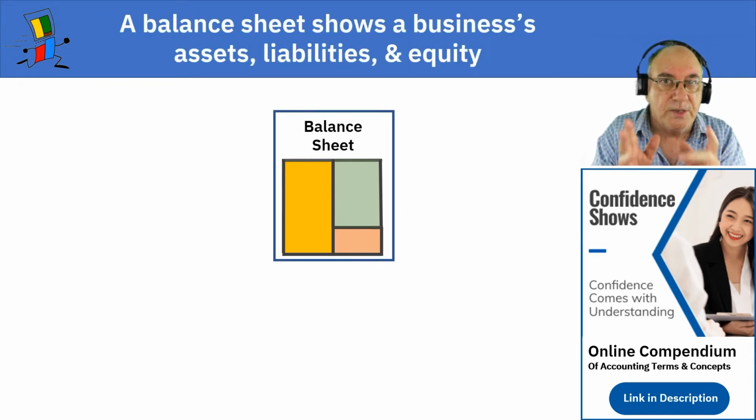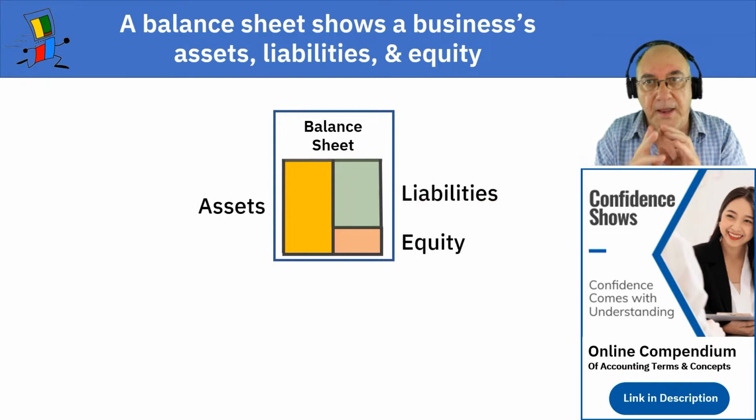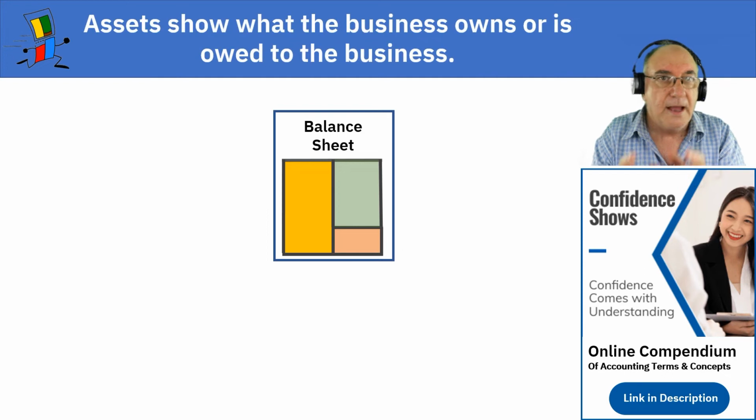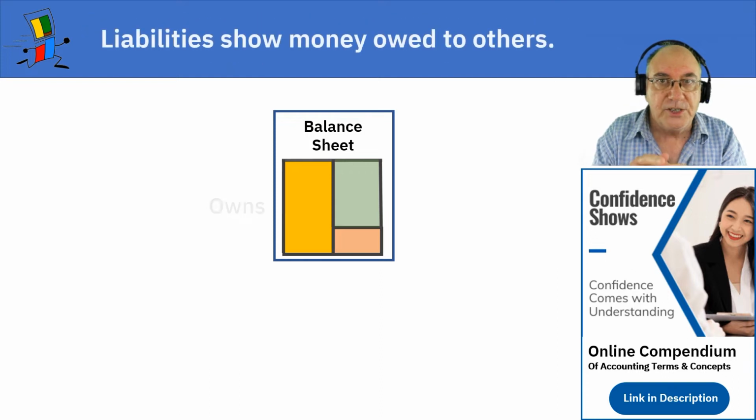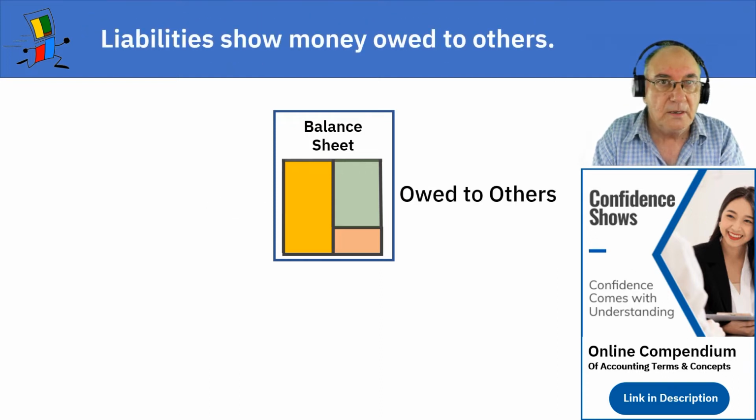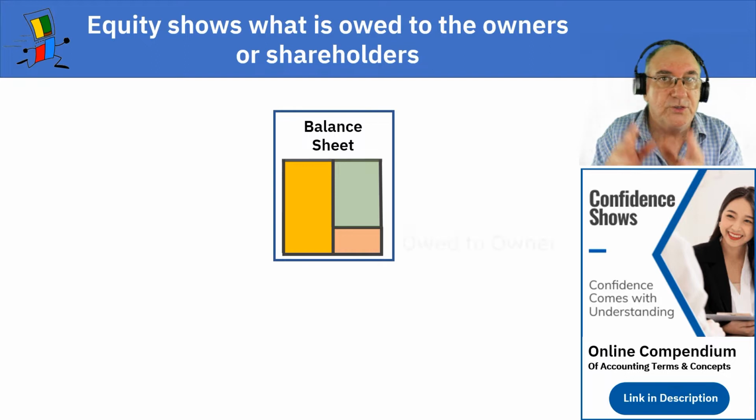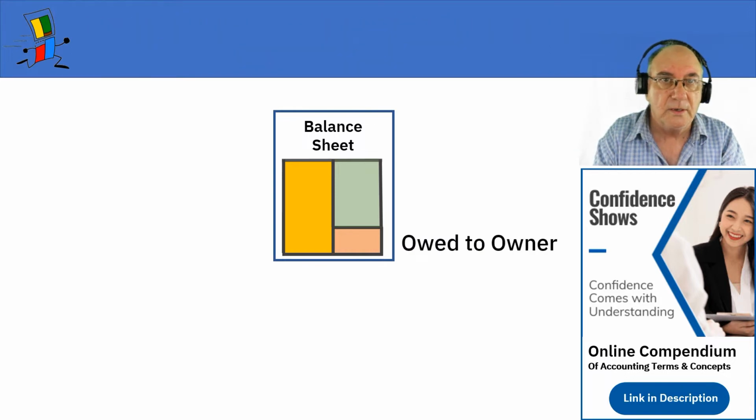A balance sheet shows the business's assets, liabilities, and equity. Assets show what the business owns or what is owed to the business. Liabilities show money owed to others, and equity shows what is owed to the owners or shareholders.